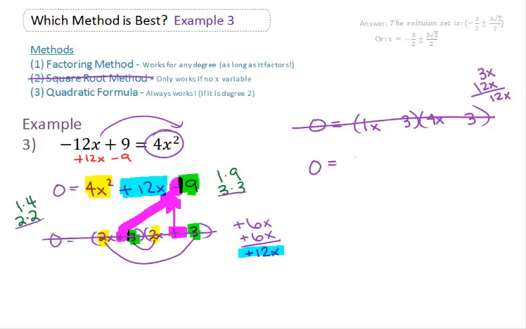So let's try something else. This time let me keep my 2's the same in the front, and instead of using 3 times 3, let me use a 1 times 9. My outside here would give me an 18x. My inside would give me a 2x, and that again would not work to give me a positive 12x, no matter whether I've added them or subtracted them. So that one doesn't work. So I have to try it again.